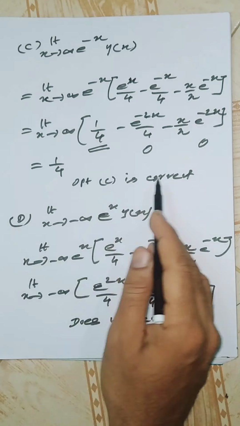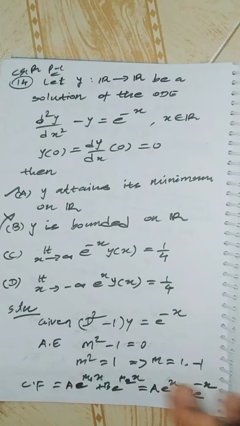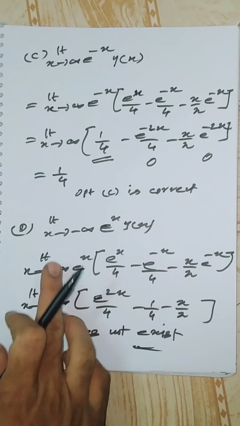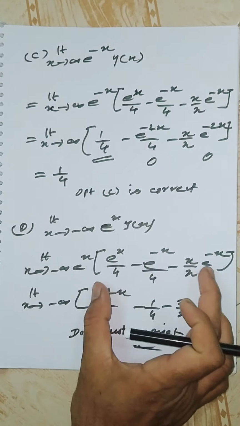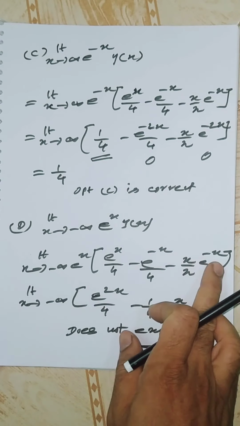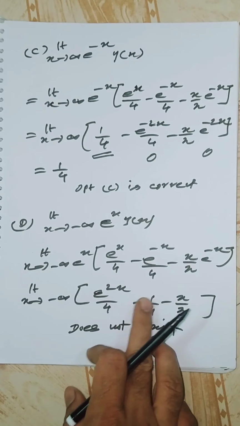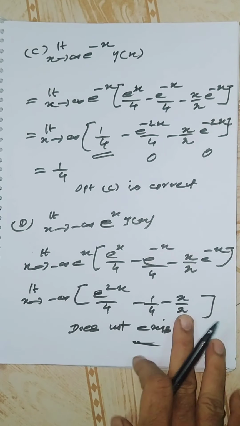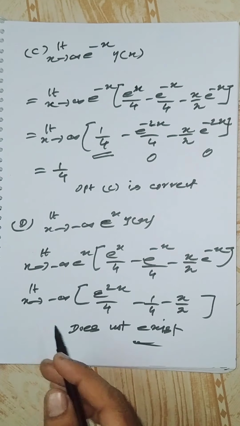So finally 1 by 4. So option C is correct. Last, limit x tends to minus infinity of e power x y of x. This is given, and we are going to check it. Similarly we substitute, then e power 2x here is 1, e power 0 is 1 here also. Now applying minus infinity, this becomes 0 and is independent of x, so no problem. What about here? This becomes undefined, that is, the limit does not exist. So option D is wrong.